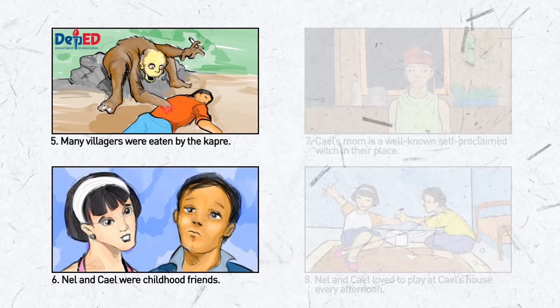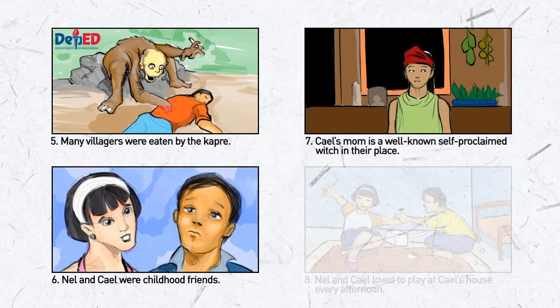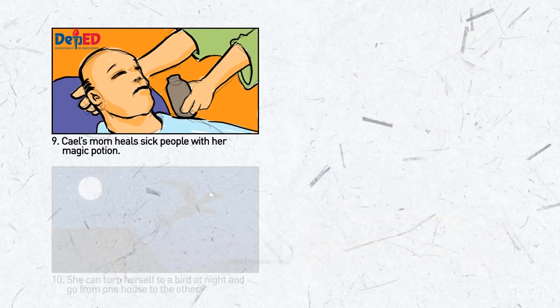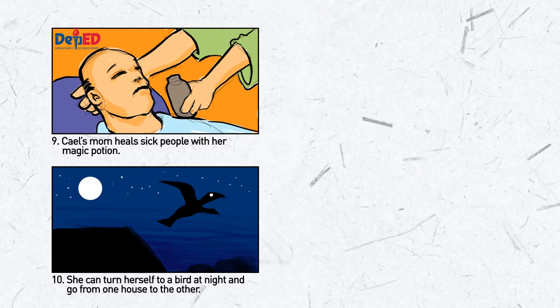Number six. Nell and Kael were childhood friends. Number seven. Kael's mom is a well-known self-proclaimed witch in their place. Number eight. Nell and Kael love to play at Kael's house every afternoon. Number nine. Kael's mom heals sick people with her magic potion. Number 10, she can turn herself to a bird at night and go from one house to the other.